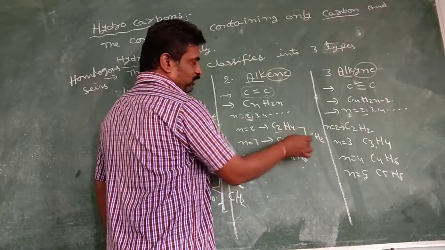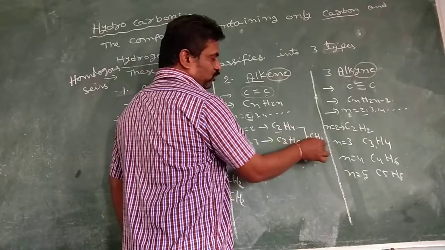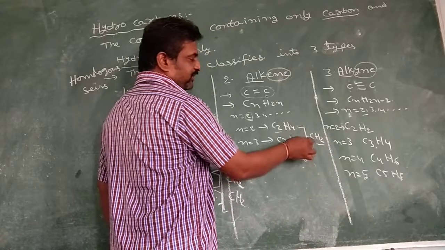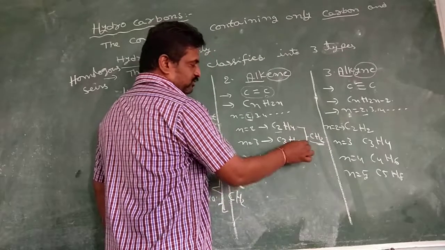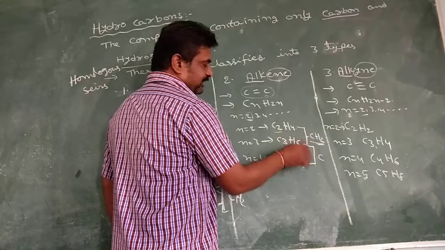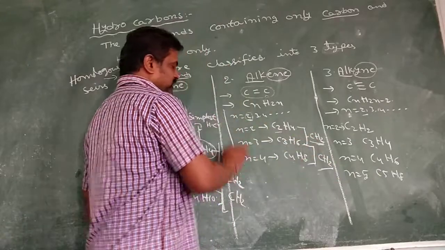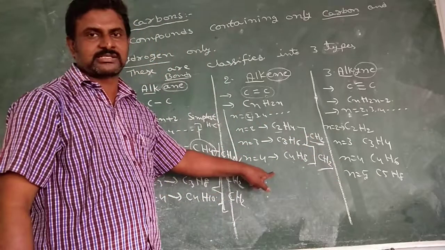Here also the compounds differ by a CH2 group. C2H4, C3H6: one carbon atom, 2 hydrogen atoms, so difference by CH2 group. Here also C3H6 and C4H8: one carbon atom, 2 hydrogen atoms. Here also this series is called the homologous series.